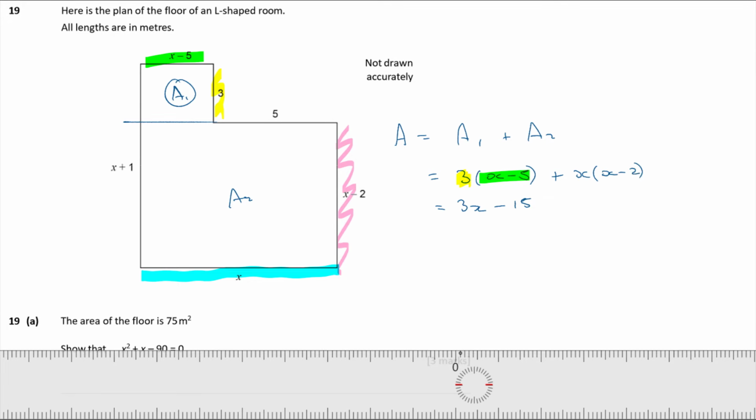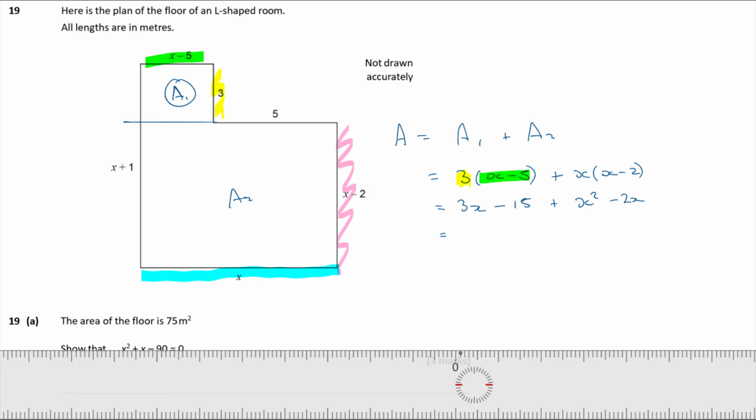I think that's the reason I did it this way. Otherwise, I was going to get a quadratic that I need to multiply out, and this way I only have to do single bracket expansion, so it looked a bit easier. So x times x is x squared, x times minus 2 is minus 2x. Now if you did it the other way, it will come out the same, you just made your life a little bit harder, because you're going to have to multiply out a double bracket.